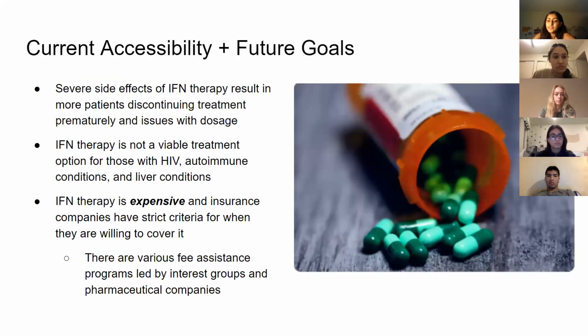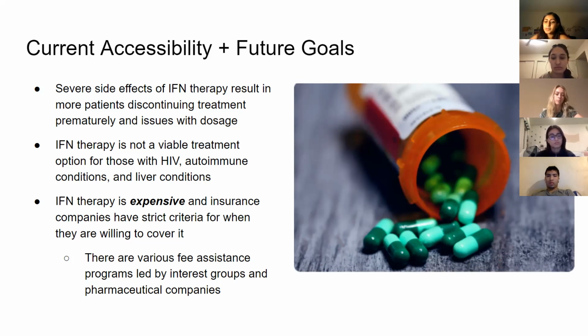So one reason that the side effects of interferon therapy are so significant is because they result in 10 to 20% of patients discontinuing their treatment plan prematurely and 20 to 30% requiring dose modifications due to the severity of their side effects. Another accessibility issue, as mentioned earlier, is that interferon therapy often interferes with the therapies used to combat HIV and other immune suppressing conditions, which could result in adverse reactions. And so future therapies aim to be more inclusive of these groups.